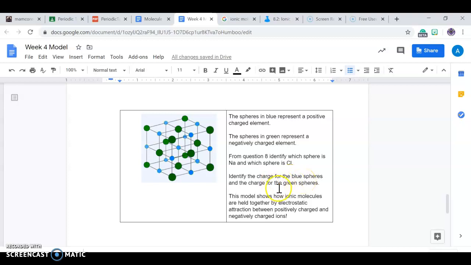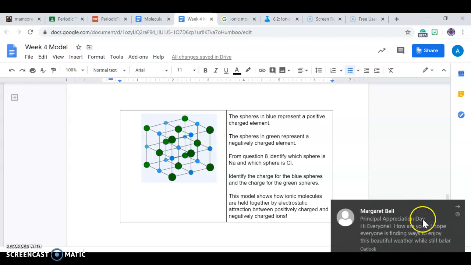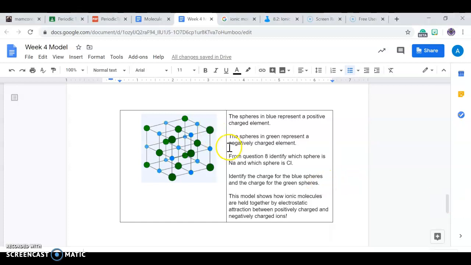All right, this model shows how ionic molecules are held together. So you can see, if these blue spheres are positively charged and these are negatively charged, okay, that's what's holding them together. Remember the example I gave with the balloon and the water? So the atoms have to arrange themselves into a certain order. So what I want you to do is make your model.